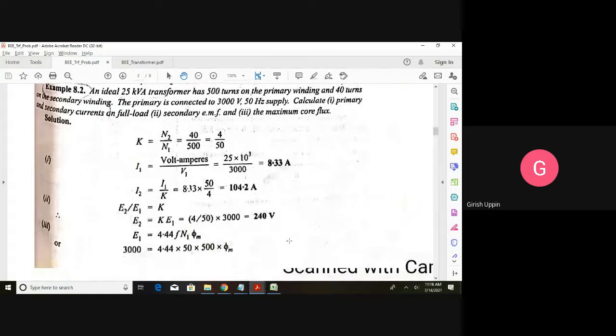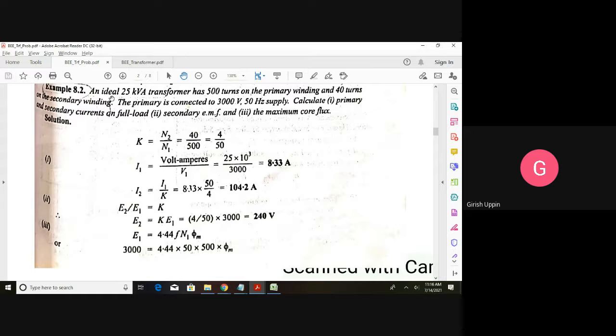Next problem: an ideal 25 kVA transformer has 500 turns on the primary winding and 40 turns on the secondary winding. The primary is connected to a 3000 volt 50 hertz supply. Calculate primary and secondary currents at full load, the secondary EMF, that is E2, and the maximum core flux, that is phi m. All those things we have to calculate.